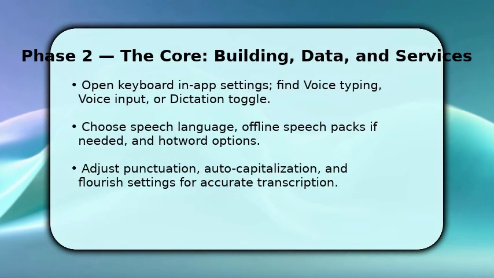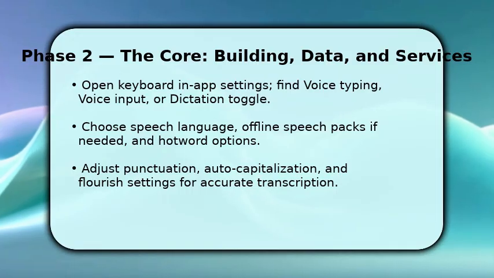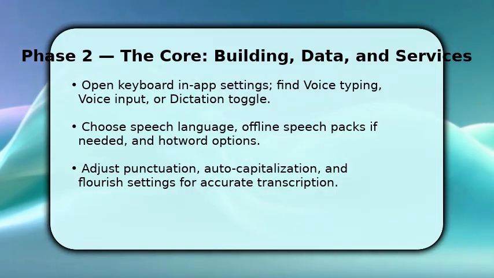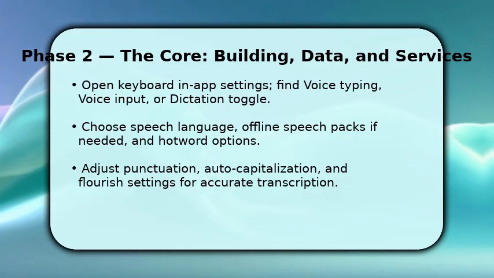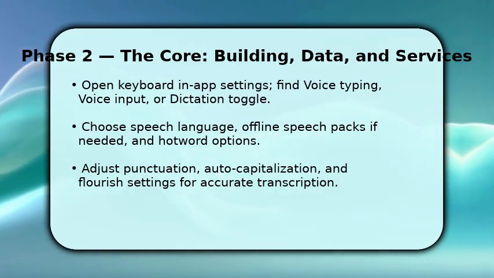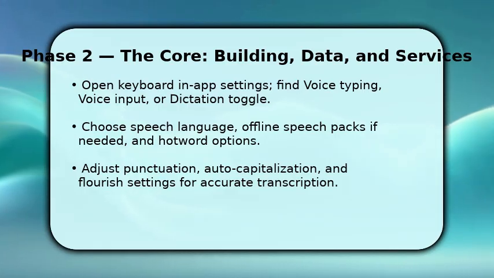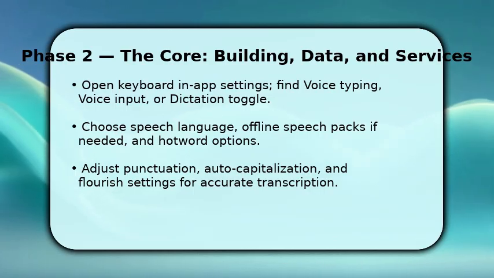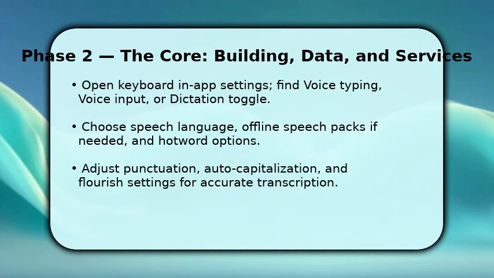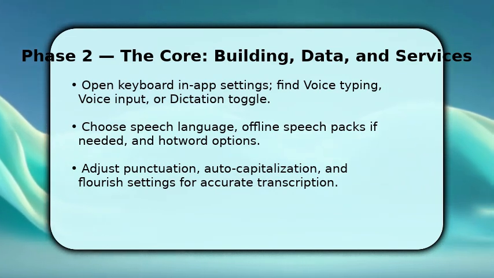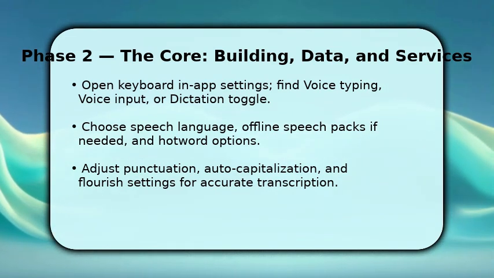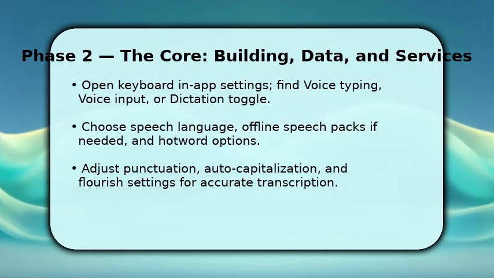Once the keyboard is active, open its in-app settings and locate voice typing or dictation. Turn that toggle on, then select your speech language so the engine matches your pronunciation. If you need offline use, download the offline speech pack. This prevents data dependency. Make sure punctuation and auto-capitalization settings match your preference because they control how natural sentences appear. If available, enable hot word activation or long press microphone shortcut. This gives quick access when you want to start speaking without tapping menus.